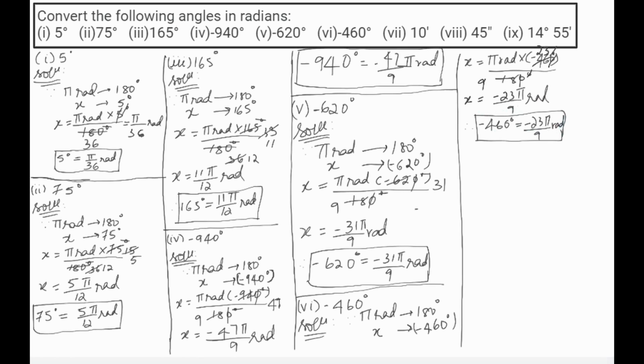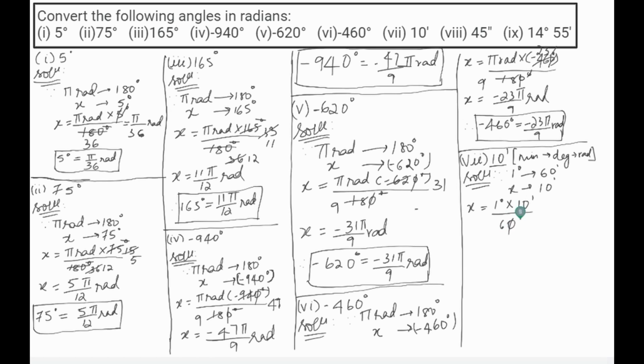And the next question is 10 minutes. In order to convert minutes to radians, first we have to convert minutes to degrees and then degrees to radians. So we know that 1 degree is equal to 60 minutes. So how much is 10 minutes in degrees? When we cross multiply this, we get x is equal to 1 degree into 10 minutes divided by 60 minutes.